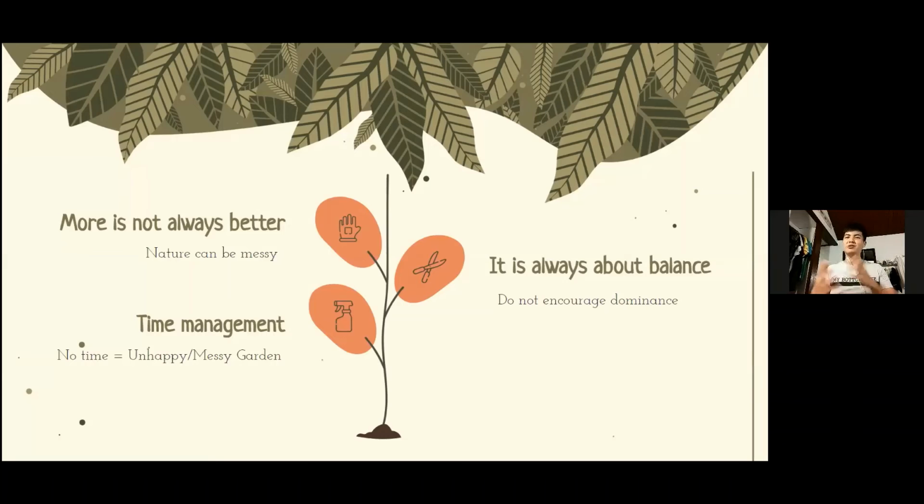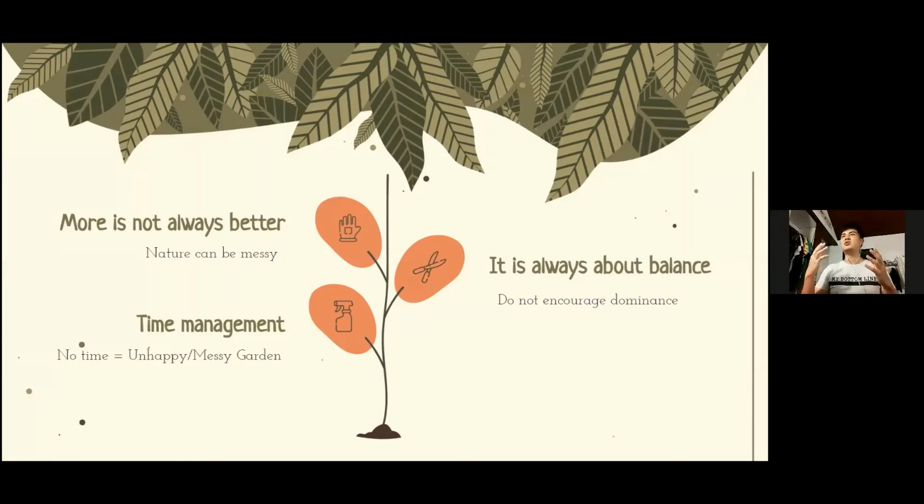So it's all about time management. When you don't have time, it becomes a messy garden and an unhappy garden. And an unhappy garden cannot support a lot of animals and biodiversity. An unhappy garden will always have something very dominant, because there will always be one species that is very weedy and will dominate the whole ecosystem.